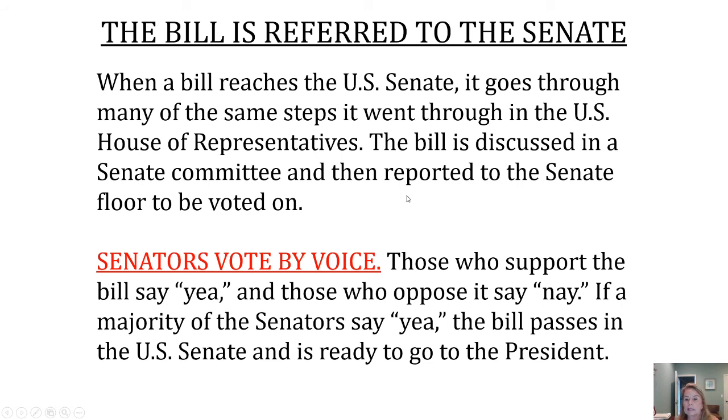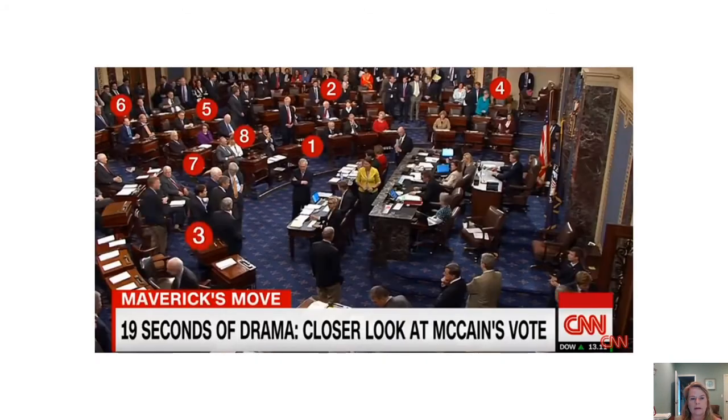When the bill reaches the Senate, it goes through many of the same steps it went through in the U.S. House of Representatives, but the bill is discussed in a Senate committee. Then it's reported to the Senate floor to be voted on. Now, a little different here. The Senate only votes one way. They don't have the 3 different options that the House of Representatives did. The Senate, those who support the bill say yay. Those who oppose it say nay. If a majority of the senators say yay, then the bill passes in the Senate and is ready to go to the president. So only one method there.